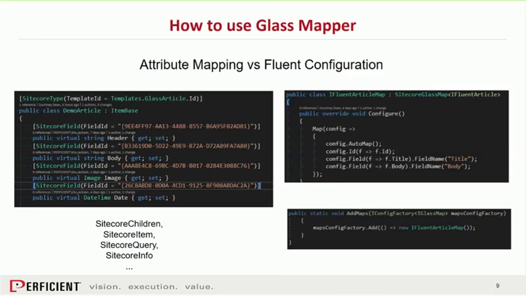Both ways, attribute mapping and fluent configuration, are acceptable ways to do it. It is up to you which one you like. There are opinions on which one is better. Some people would say attribute mapping violates the single responsibility principle because now this class is responsible for taking care of both the data structure of the model and the mapping configuration. However, on the other hand, attribute mapping is simpler to use, so it's up to you. I personally usually like to use attribute mapping because it is simpler to use. Next slide.